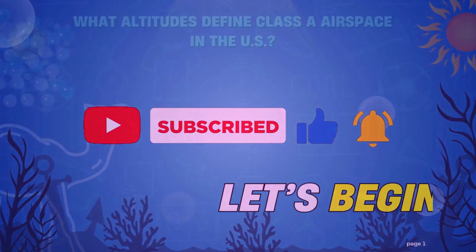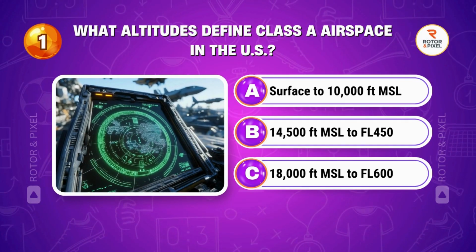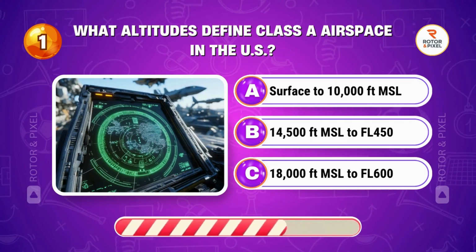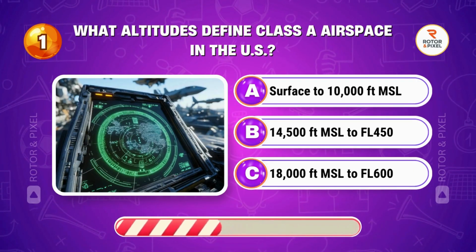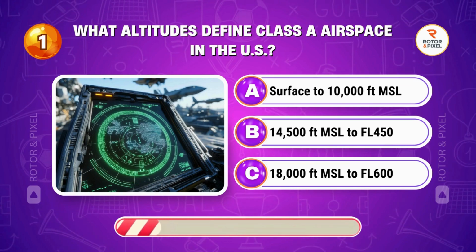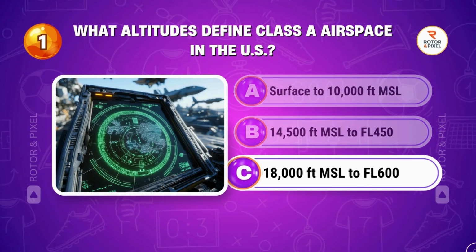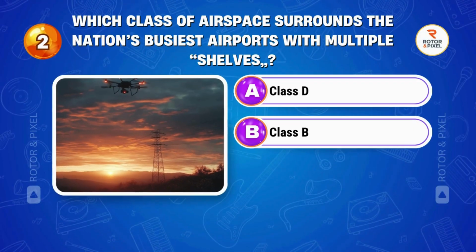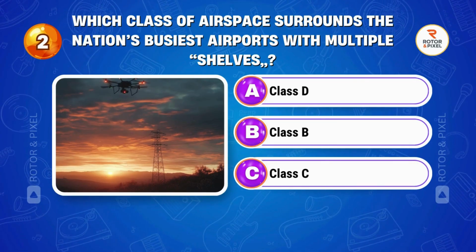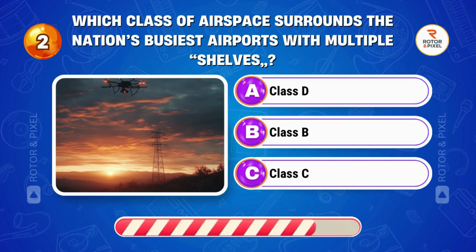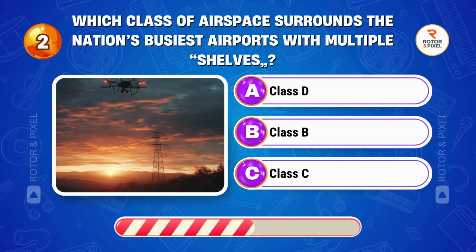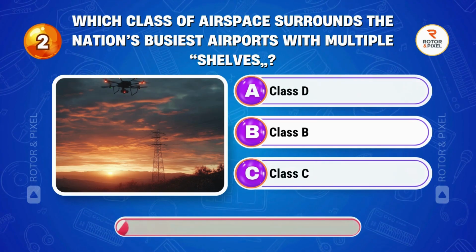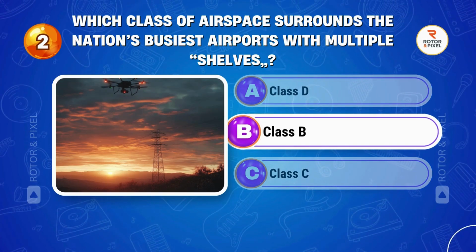Ready? Let's get started. Question 1. What altitudes define Class A airspace in the U.S.? Answer C, 18,000 feet MSL to flight level 600. Which class of airspace surrounds the nation's busiest airports with multiple shelves? Answer B, Class B.